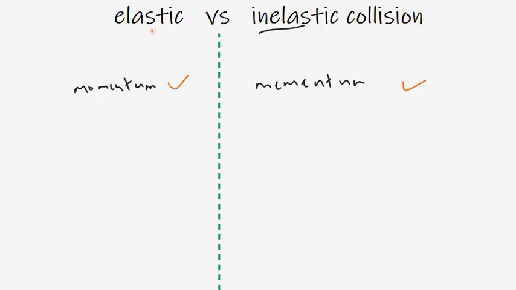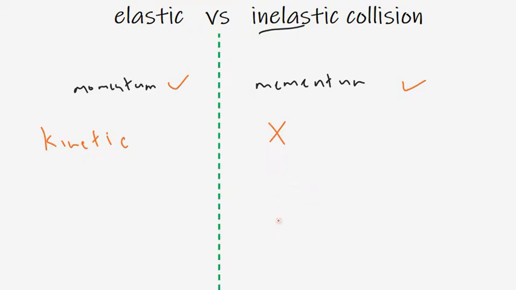But for an elastic collision, it's not only momentum that is conserved, also kinetic energy is conserved. Here, it is not conserved. This is what you need to be able to differentiate between elastic and inelastic collisions. This simply means that for an inelastic collision, the kinetic energy that the system has before is not going to be equal to the energy that it has after.